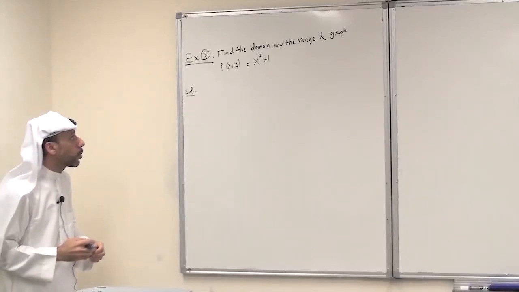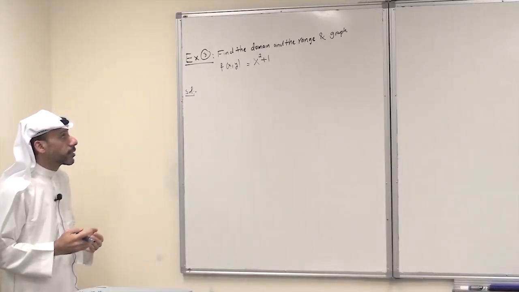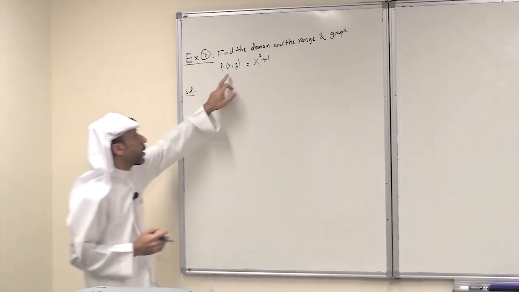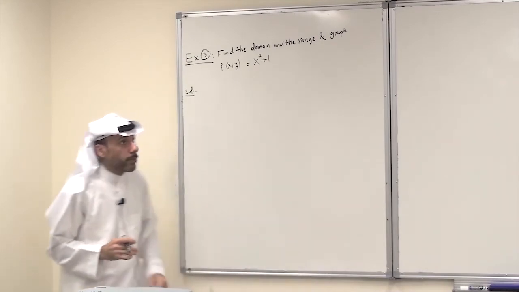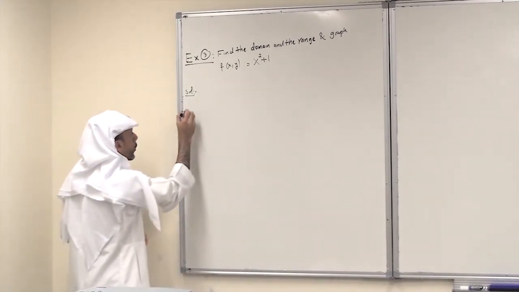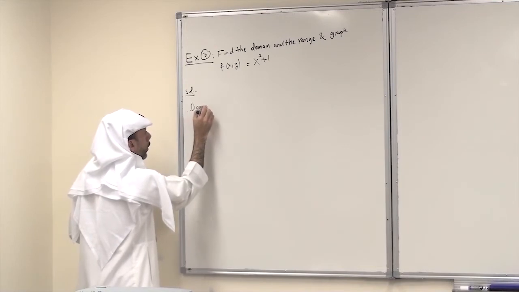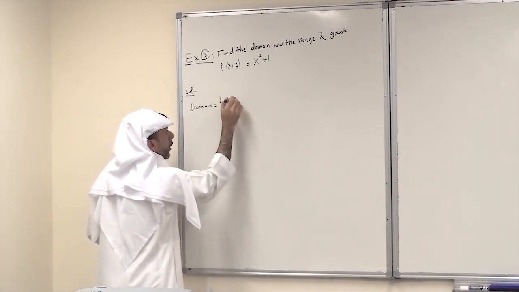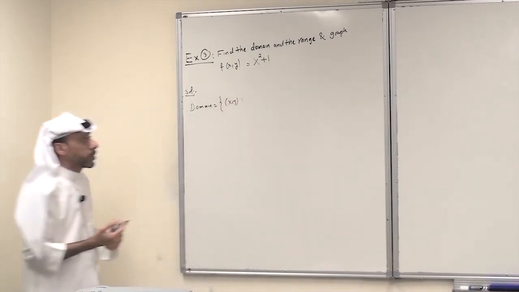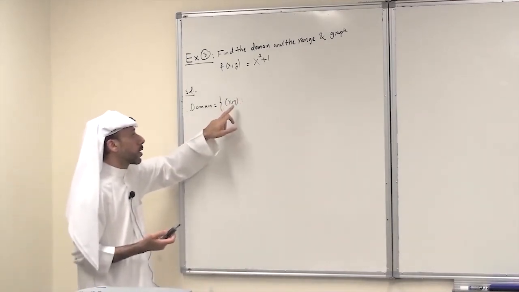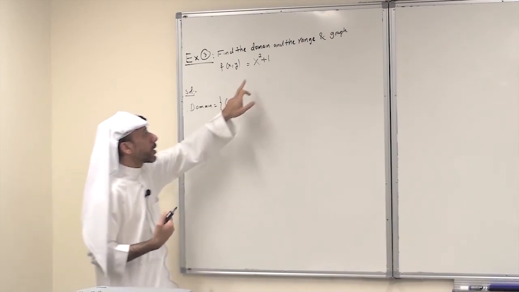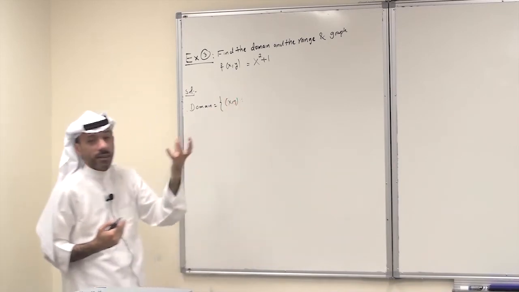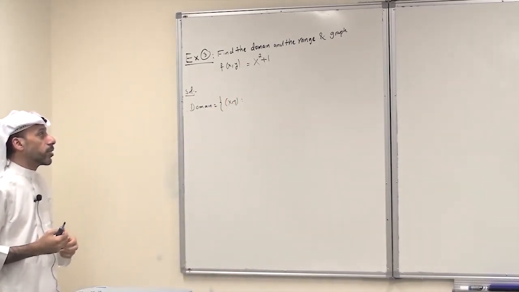Let's consider the following problem. Find the domain and the range and graph the function of two variables given as follows: f of x, y equals x squared plus 1. The domain of a function of two variables is a set of points x and y. So we ask ourselves what are the possible values of x and y that can be substituted in the formula for the function, and that will give us a real number, a defined number.